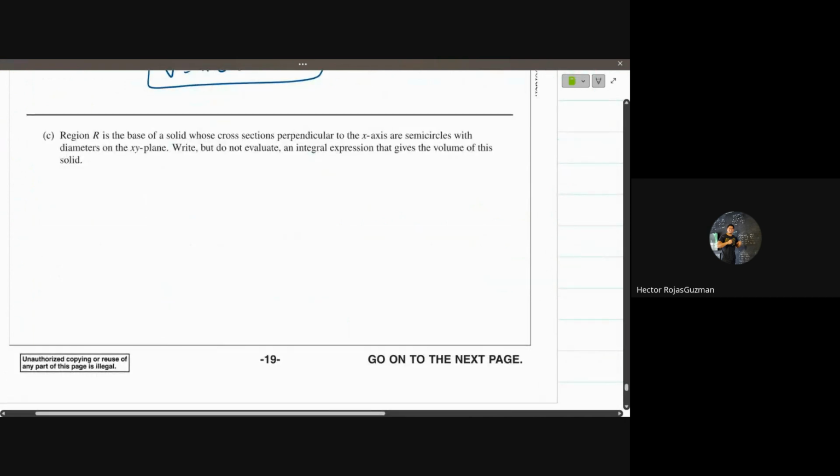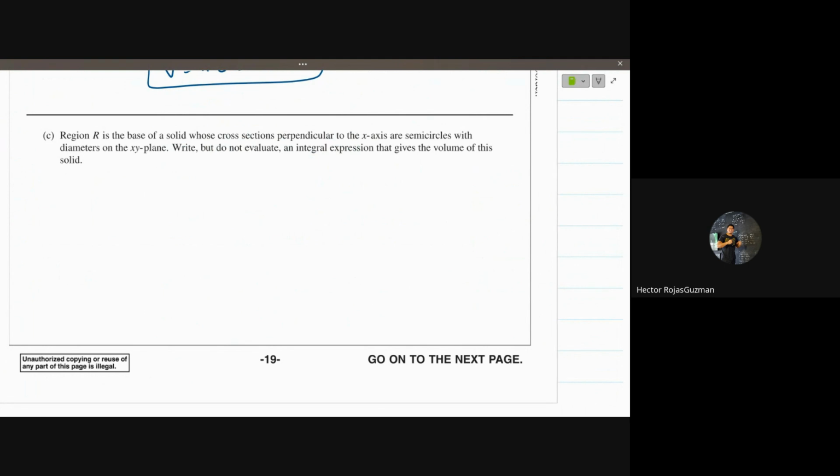C. The region R is the base of a solid whose cross-sections perpendicular to the x-axis are semicircles with diameters on the xy plane. Write but do not evaluate an integral expression that gives the volume for this solid.